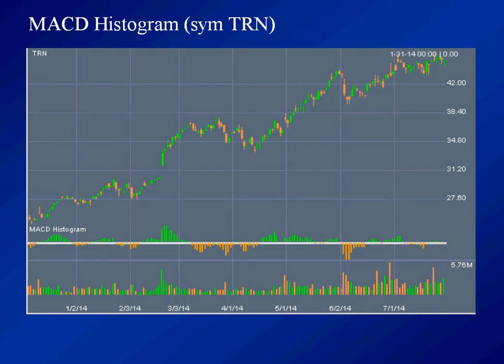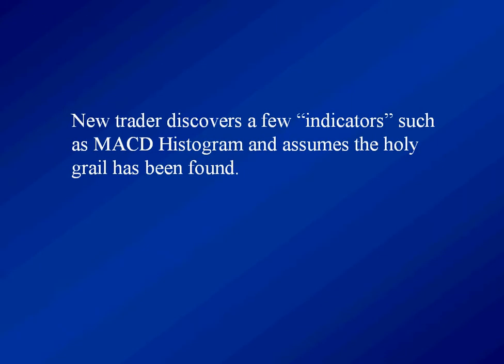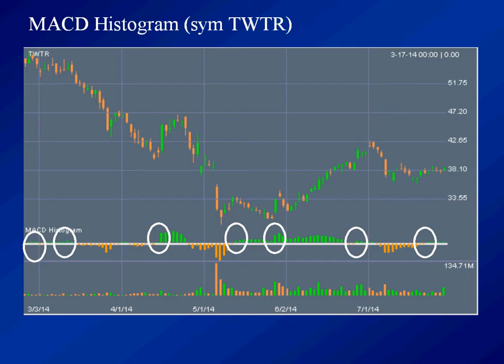Now, here's a good example of where that held true all year on this one stock called TRN. Where I have circled there is every place where that histogram went from red to green. It worked there, it worked there, it worked there. It worked there, it worked there, it worked there. Look at that, almost 100% the stock did well. So the new trader discovers this and thinks, I have found the holy grail. Except there's one problem.